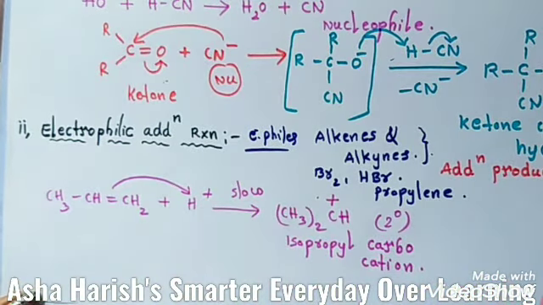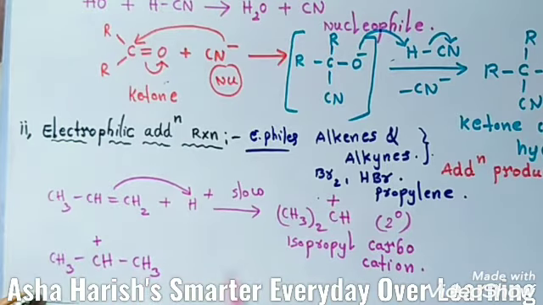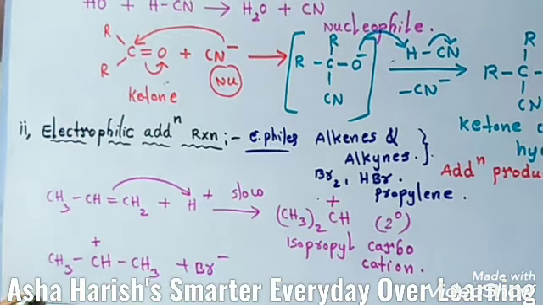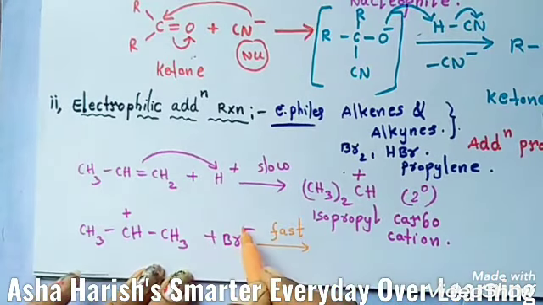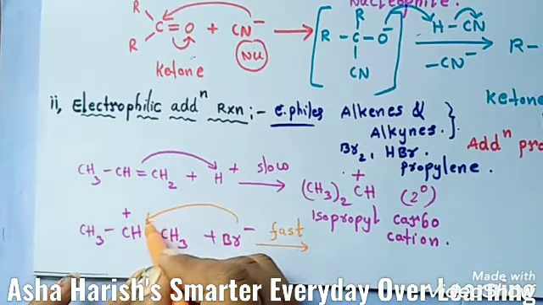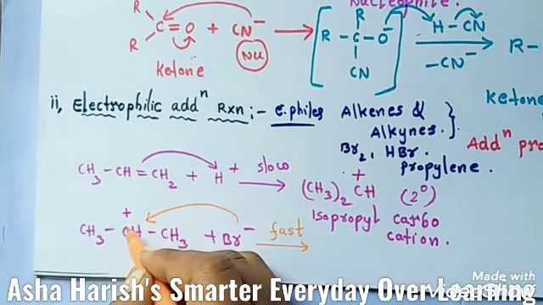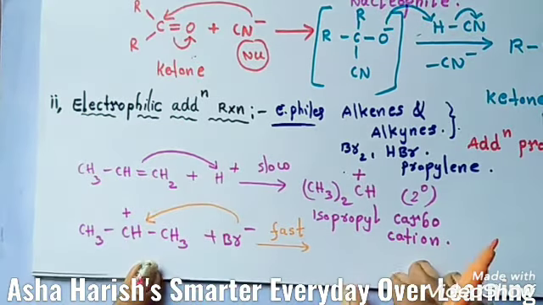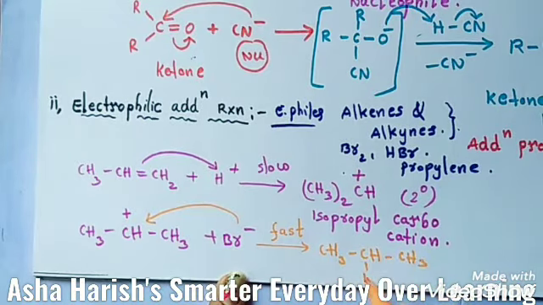Now students, to this CH3 CH+ CH3, with the positive charge on the middle carbon, if you add Br minus, this is the fast reaction. From this negative ion, the transfer of electrons happens towards the positively charged carbon, and the formed product is CH3 CHBr CH3.